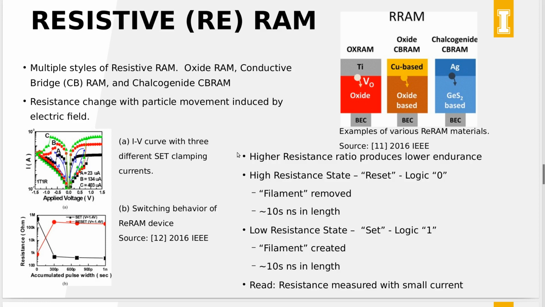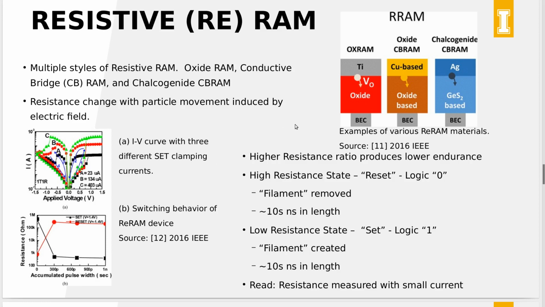There are a variety of ways of doing this, different magnitudes of electric field, or even different polarities, as shown in the figure on the left. In some cases, with the opposite polarity, they've actually been able to get pulse widths down in the picosecond, hundreds of picosecond range, which really makes it a compelling competitor for SRAM technologies.